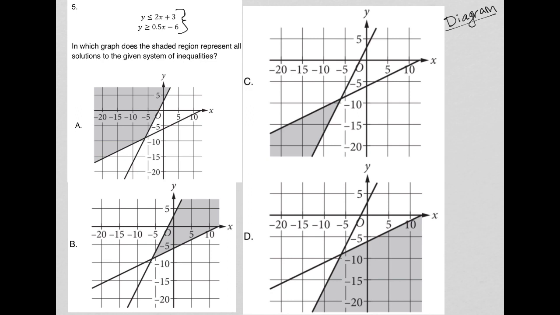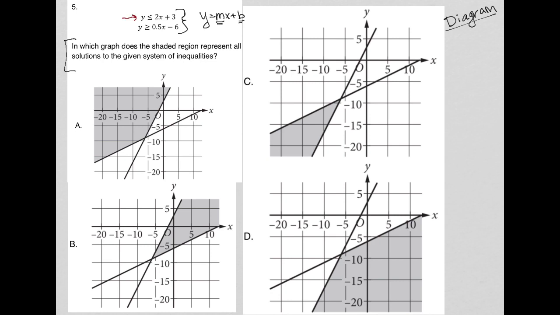They are both in slope-intercept form, which again just reminds you is y equals mx plus b form, where m represents the slope and b represents the y-intercept. The question says, in which graph does the shaded region represent all solutions to the given system of inequalities? So what I'm going to do is start off with the first inequality.